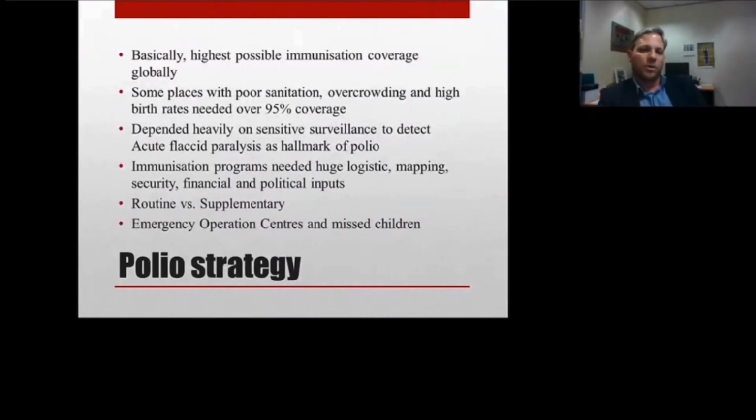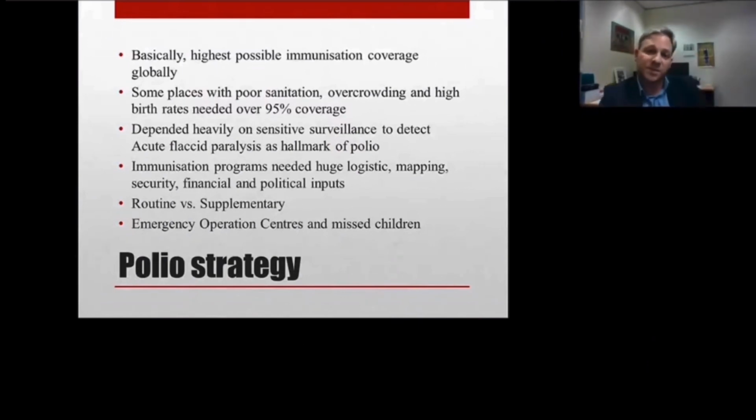So, that sounds feasible, but in some places with poor sanitation, overcrowding and high birth rates, they've needed over 95% coverage. That's a real challenge. India did it. In some of the places in northern India where there was terrible sanitation, there were some kids who needed more than 10 doses of OPV, oral polio vaccine, in order to be properly immune. So the challenge to get 95% coverage multiple times was really substantial. But if India can do it, they said that was a sign that anyone can do it in terms of technical challenges.